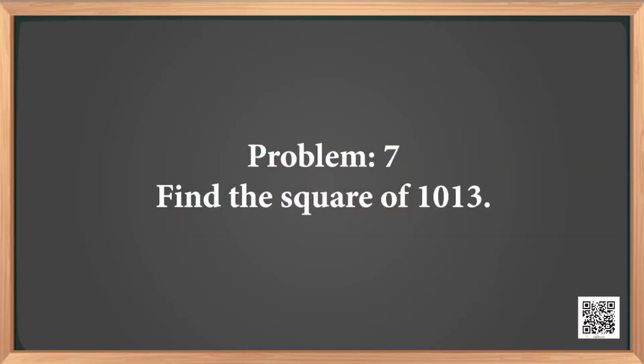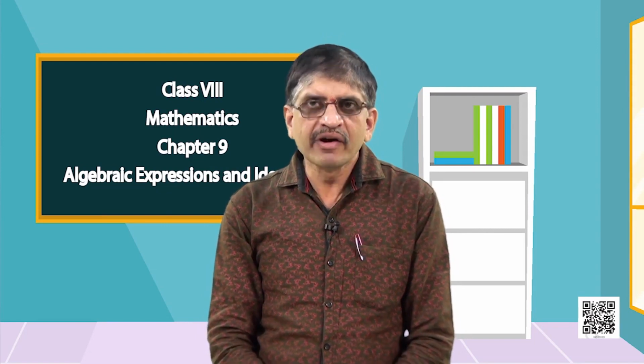Problem 7. Try yourself to find the square of 1013. You will find in this case the method of using identities even more attractive than the direct method of multiplication. We now find the square of a number by using identity 2, (a − b)² = a² − 2ab + b².